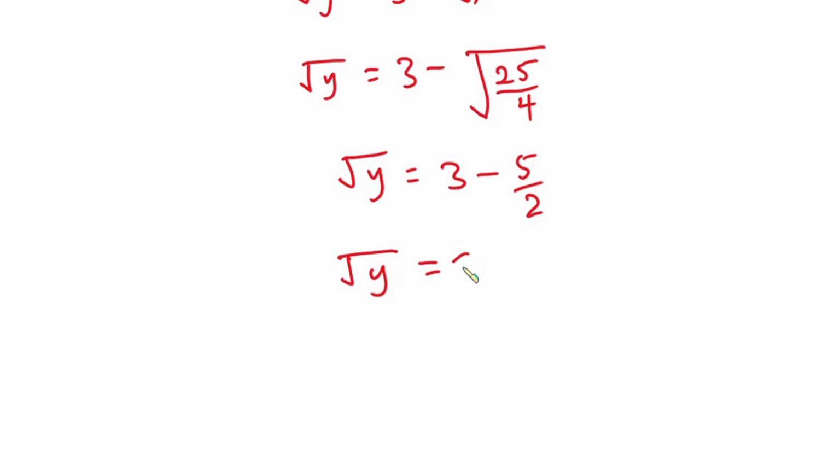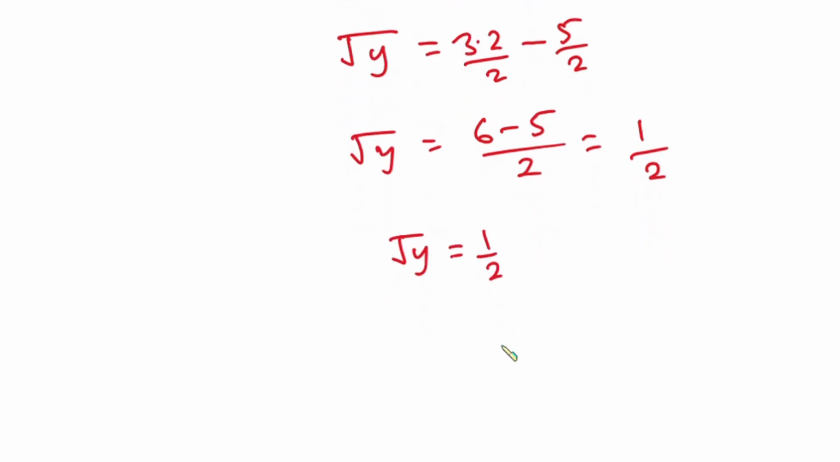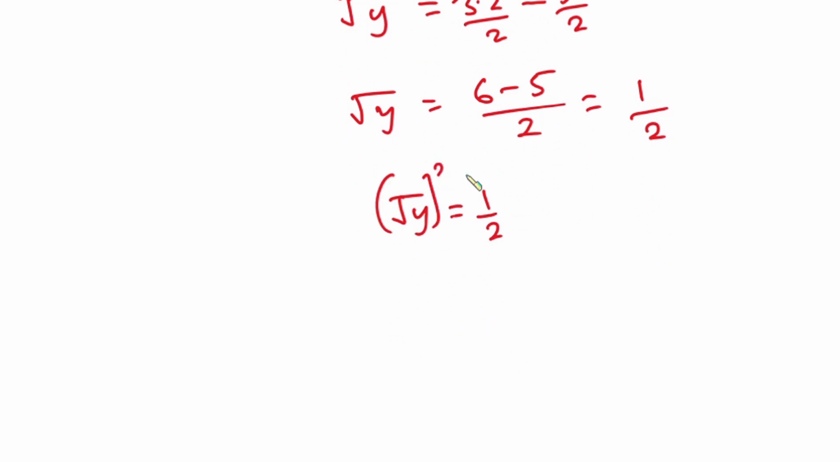To solve this without any difficulties, let's go ahead and multiply this 3 by 2 and then divide by 2, then minus 5 over 2, so that the denominators will be the same, right? Okay, so we have square root of y is equal to 3 times 2, which is 6, minus 5, all divided by 2. And this is equal to 1 over 2. So we have square root of y is equal to 1 over 2. Since we are looking for y, let's raise each side of this equation to the second power, so that this square will cancel the square root. Now we have y equal to 1 over 4.